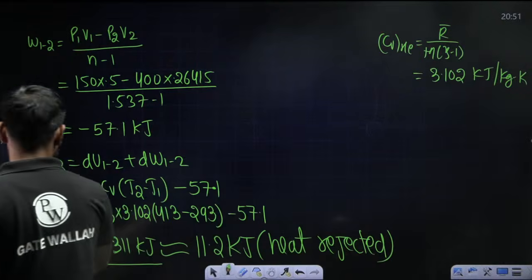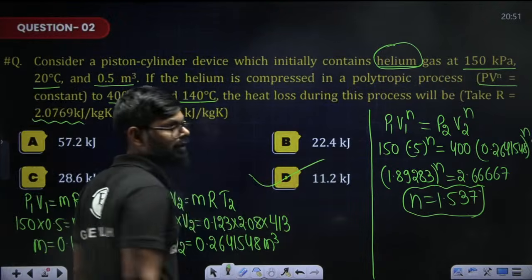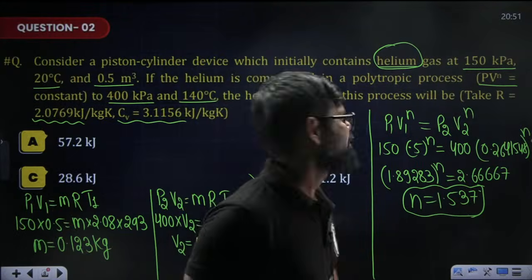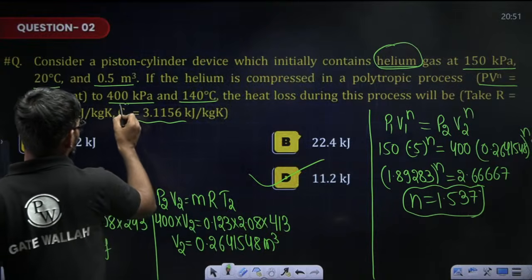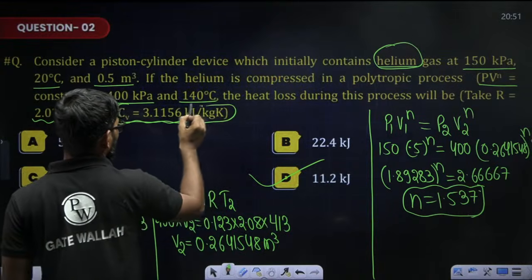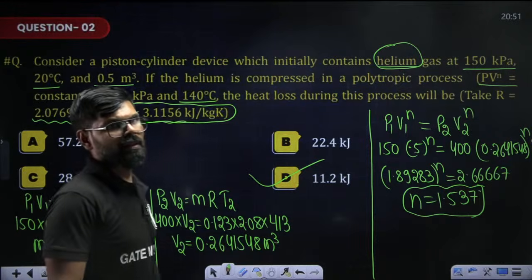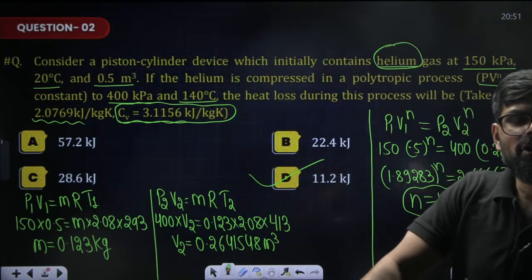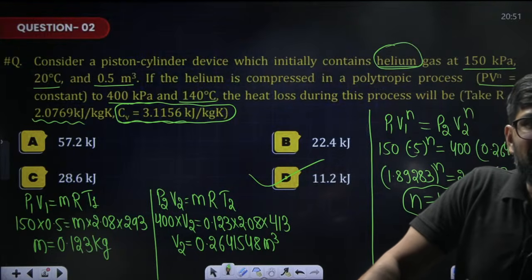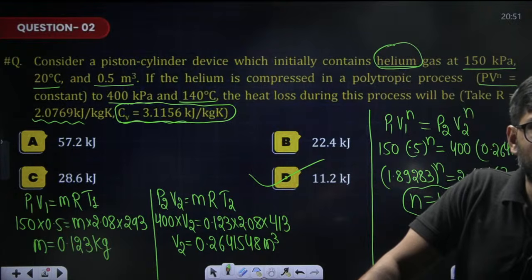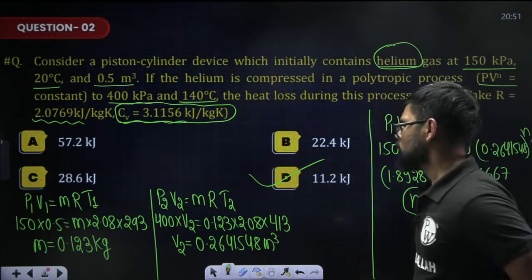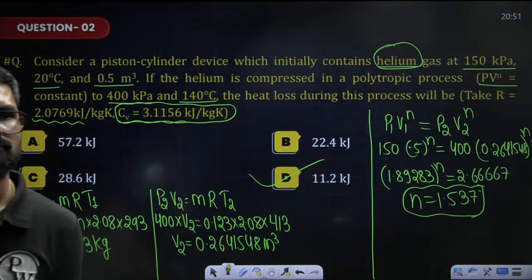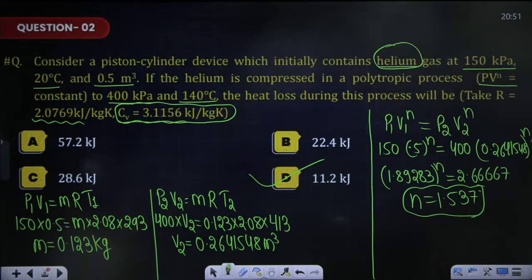I thought option is not matching. D is the correct answer. Cv is given. To Cv you are already given, right? So no need to worry. You use this particular Cv. In first class I gave you a formula. Cv is equal to R bar by M into gamma minus 1, right? So D is the correct answer here.